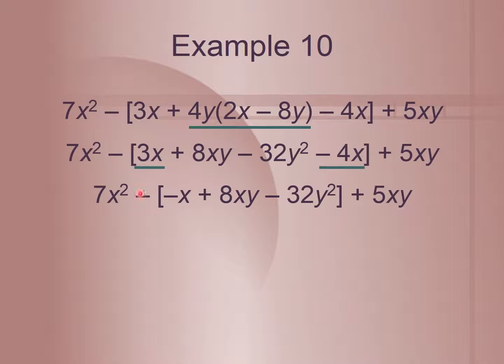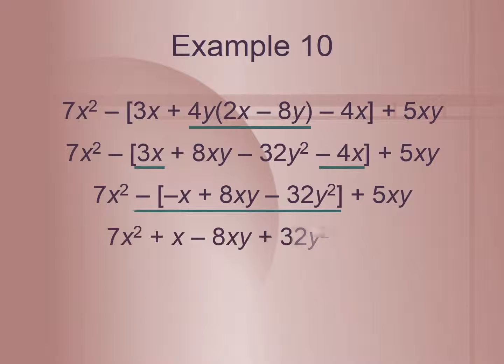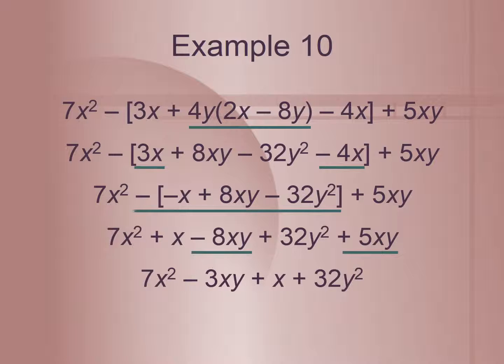Now I want to distribute this negative. So negative times negative x will become plus x. Negative times 8xy becomes negative 8xy. Negative times negative 32y squared is going to become plus 32y squared. Now I'm going to combine like terms. 7x squared doesn't combine with anything. x doesn't combine with anything. However, this negative 8xy will combine with this positive 5xy. So negative 8 plus 5 is negative 3xy. And then nothing else combines, so this is my simplified answer.